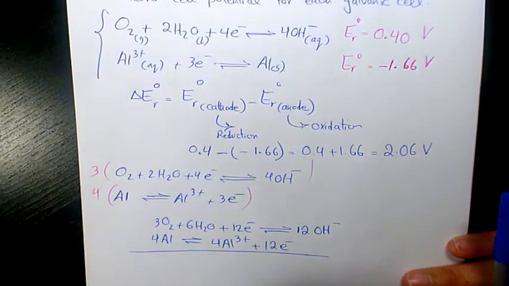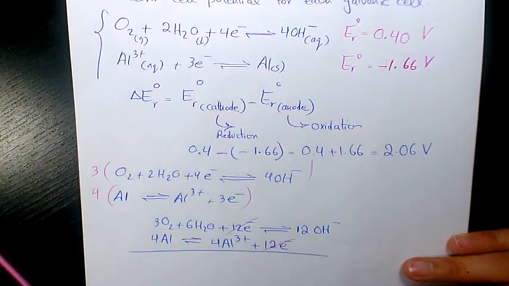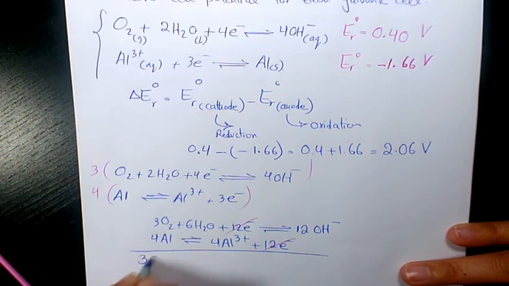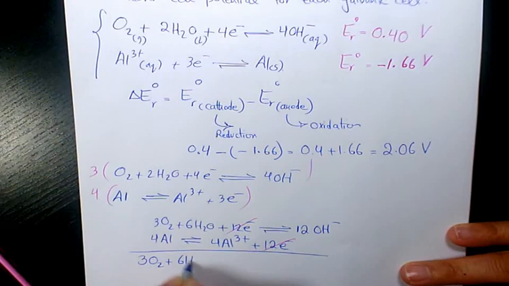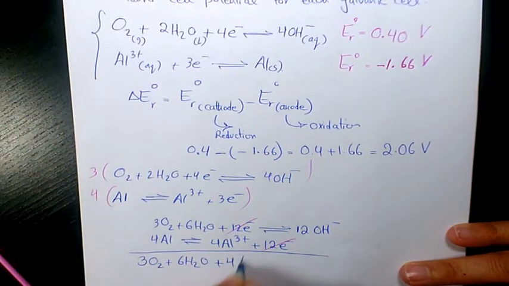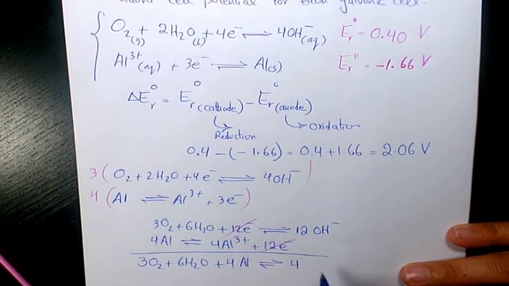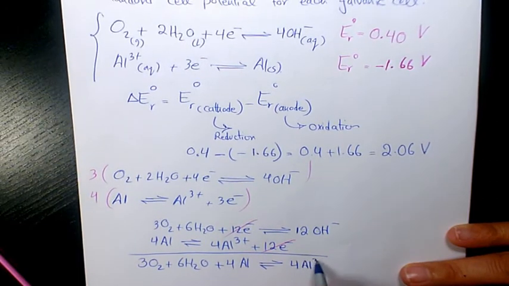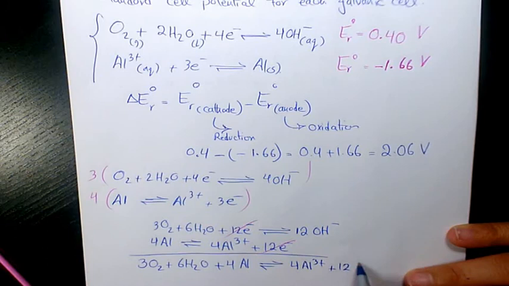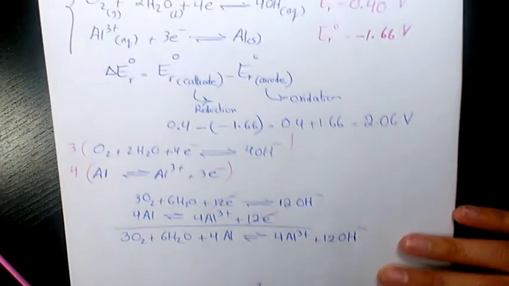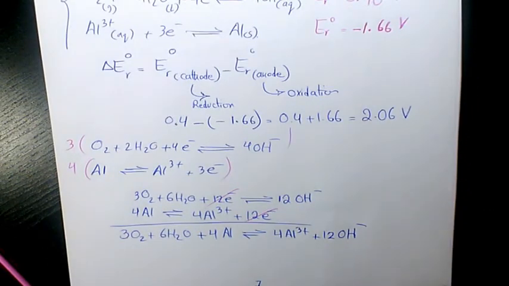When you add these two, the electrons cancel out, and we have 3 O2 plus 6 H2O plus 4 aluminum on this side, and on this side we have 4 Al3+ plus 12 OH minus. That's going to be the net ionic equation. And as you see here, that's totally balanced as well.